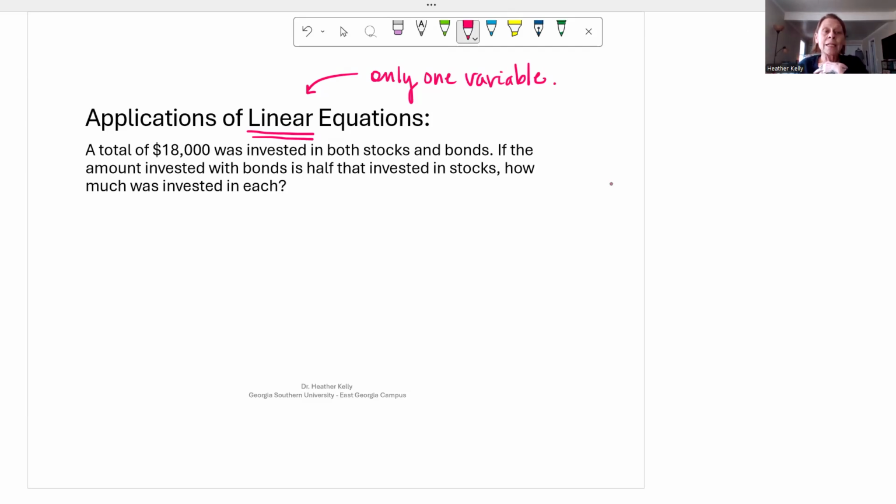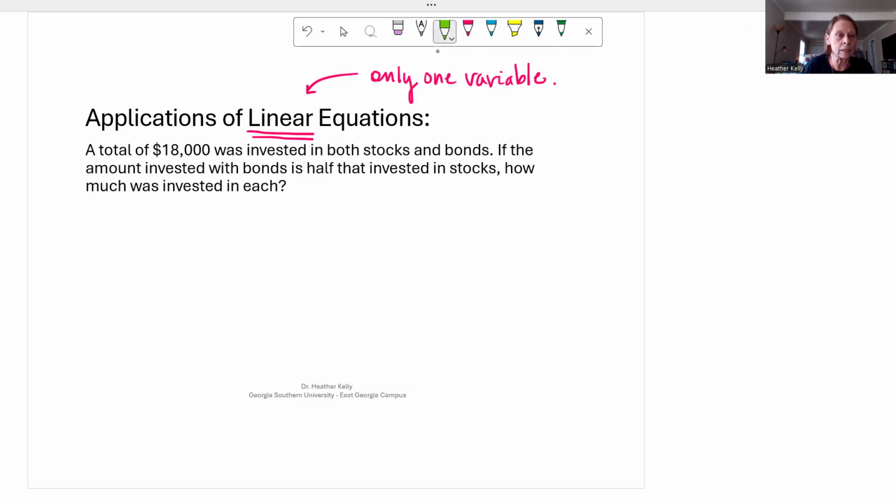A total of 18,000 was invested in both stocks and bonds. If the amount invested with bonds is half that invested with stocks, how much was invested in each? Okay, so sorry about that.